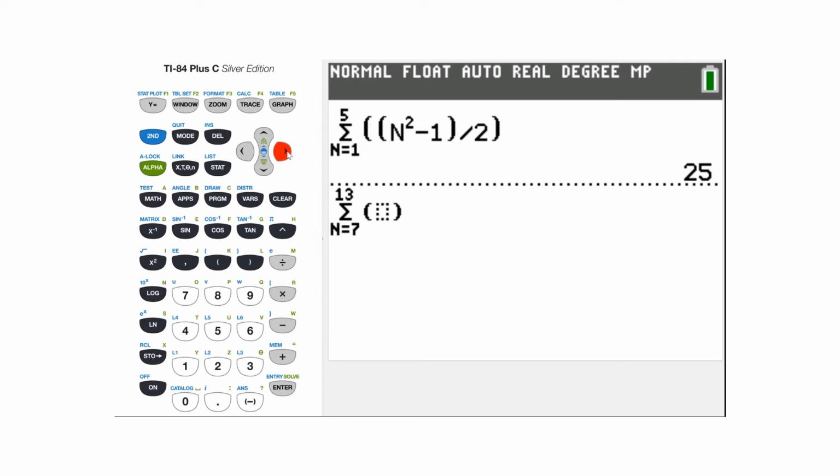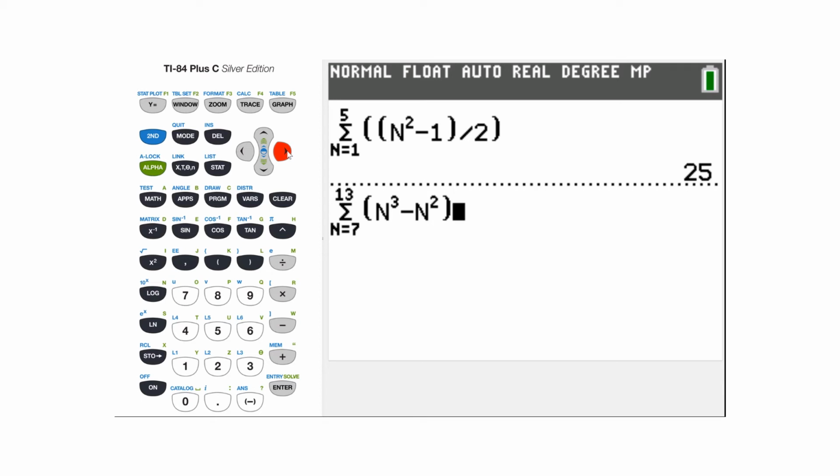And now let's put in our formula, which is n cubed minus n squared. So I'm going to hit alpha, n, caret, 3 for cubed. I'm going to move my cursor down here. Minus, I'm going to hit alpha again to hit n again. And we're going to have the squared this time. I'm going to move the cursor beyond the parentheses.